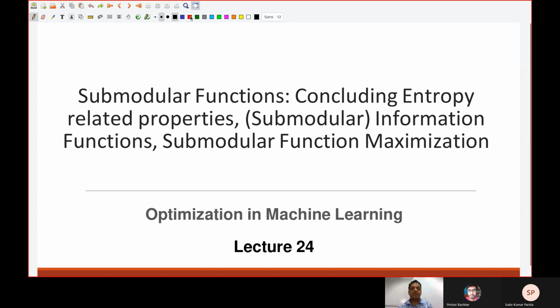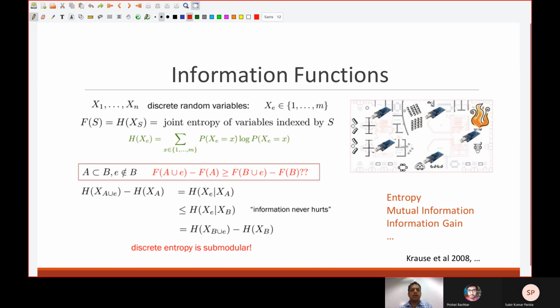This is lecture 24. We will now conclude our discussion on entropy-related properties of submodular functions and quickly do submodular information functions, and also look at submodular function maximization. So briefly recap that we talked about information functions beginning with the definition of entropy.